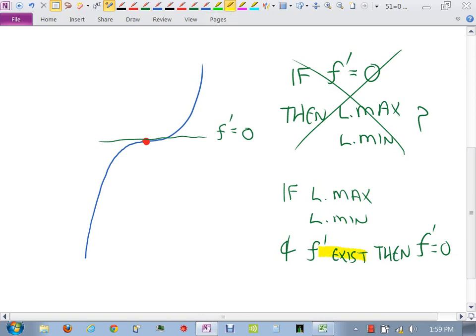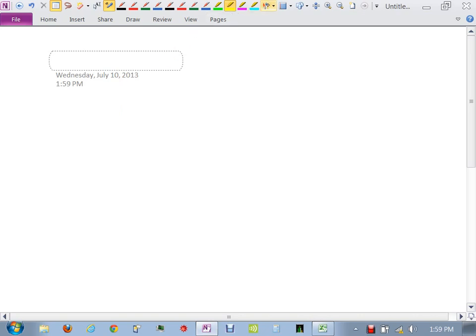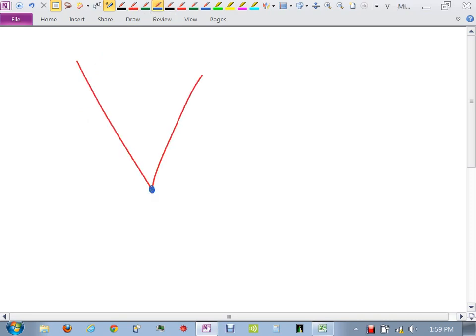Can somebody tell me where I could have a local max or local min where the derivative does not exist? Give me an example of a function where I have a local max or min at some point, but the derivative is not 0. Absolute value. Correct. Good. Someone else said sharp corner, right? Yeah, if you have a corner like this, then if you look at this blue point down here at the bottom, that's obviously a local minimum, but the derivative doesn't exist because it's a corner. You could have a cusp also, something like that. Okay?